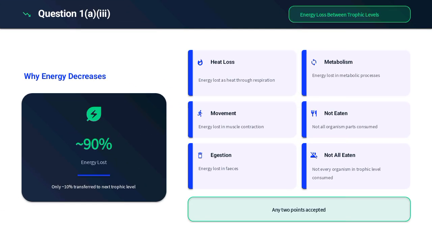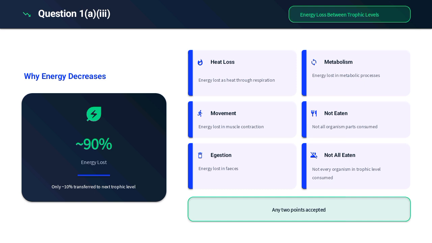Part A, Part 3 asks us to state 2 reasons why energy decreases between trophic levels 1 and 4. This is a very common question in ecology. Energy decreases because organisms use energy for their own life processes. First, energy is lost as heat through respiration. Whenever cells respire, heat is released. Second, energy is used in metabolic processes like growth and repair. Other valid reasons include energy lost in movement and muscle contraction.